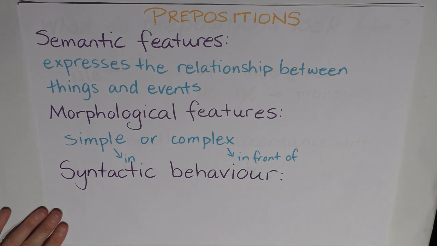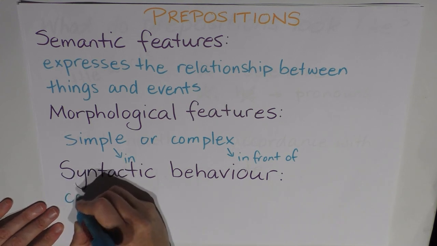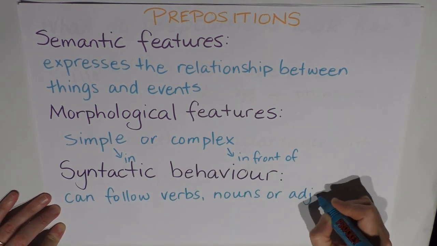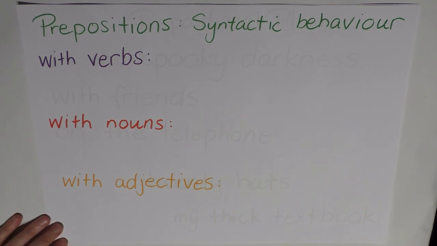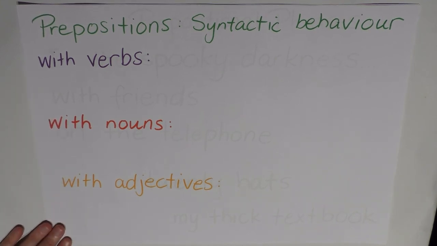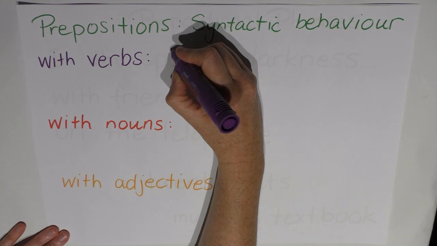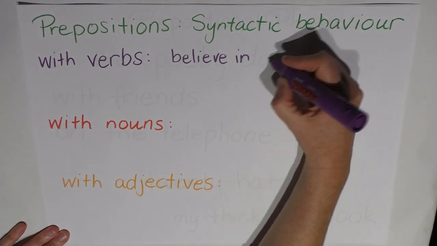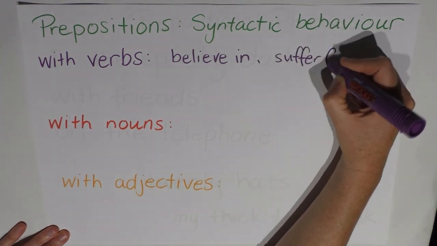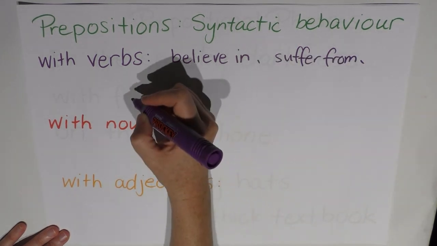Syntactically, prepositions can follow verbs, nouns, and adjectives. Let me write that down. So let's just have a little look at that. We'll pop over to another sheet over here. And here I've got some with verbs, with nouns, with adjectives already, so that we could come up with some ideas and pop them down so you can see what that means. So when we say that prepositions come with verbs, then we mean that they can follow verbs such as to believe in, so in always comes with believe, to suffer from, to insist upon or insist on.